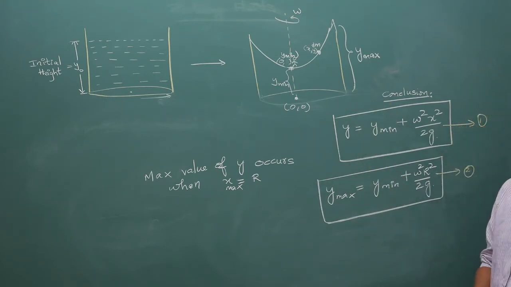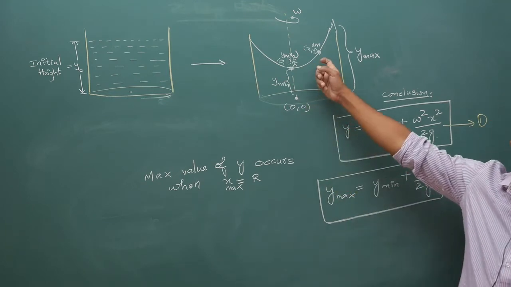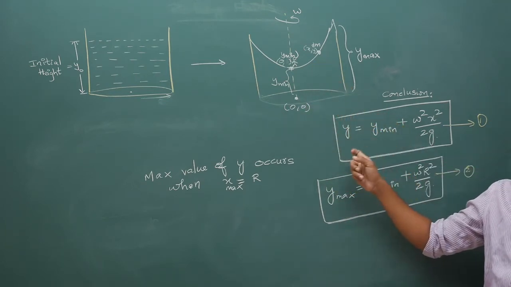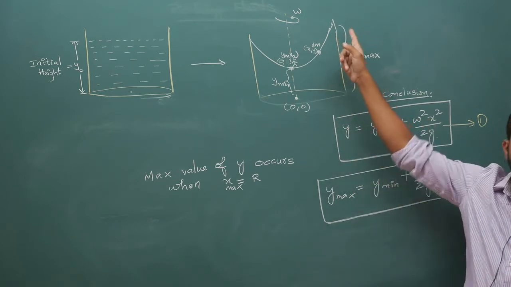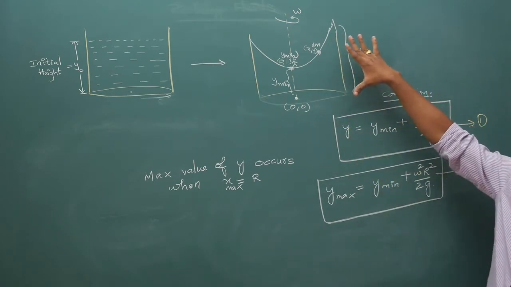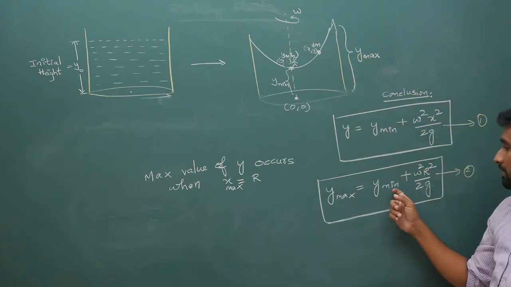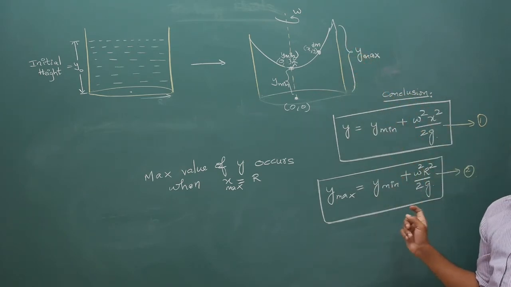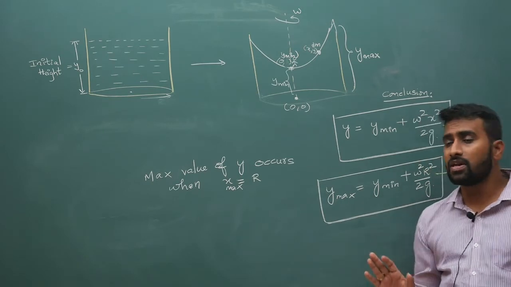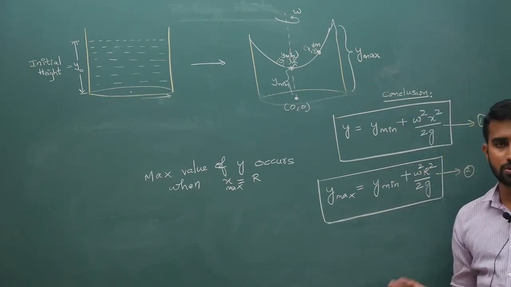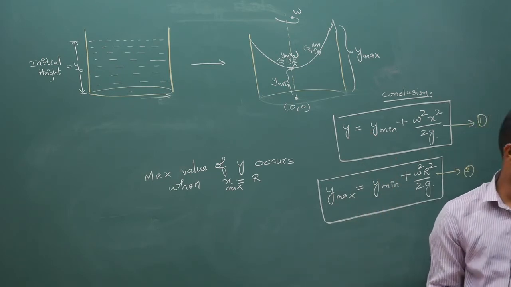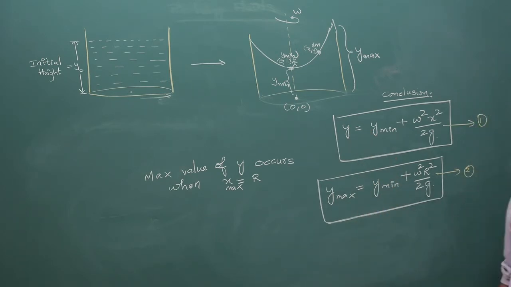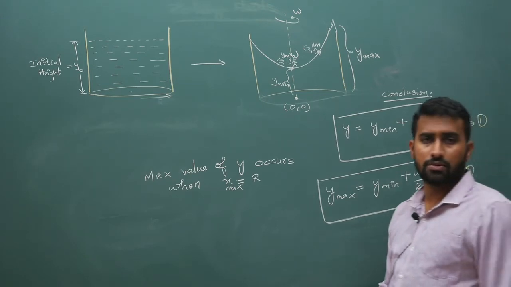But what is my point? The curve that you have here will take the equation y equals y min plus omega square x square by 2g, and your maximum height of the liquid inside the container is y min plus omega square r square by 2g. Information will be given in the question on how to calculate these things, don't worry. But try to get these two things. Okay, next, this is your first situation. Remember these two ideas. Okay, next.